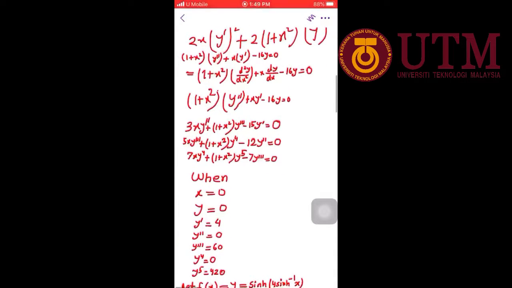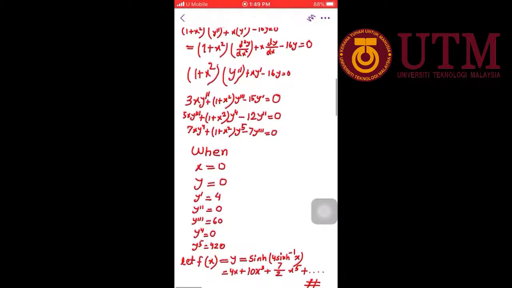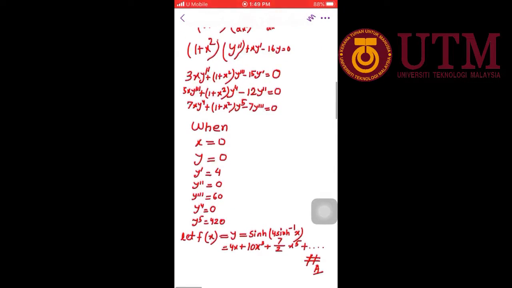Then there is x equals 0 up to y to the power 5. Then we have to use Maclaurin's formula to substitute the values. Then we got this equation: 4x plus 10x cubed plus 7 over 2 x to the power 5 plus.